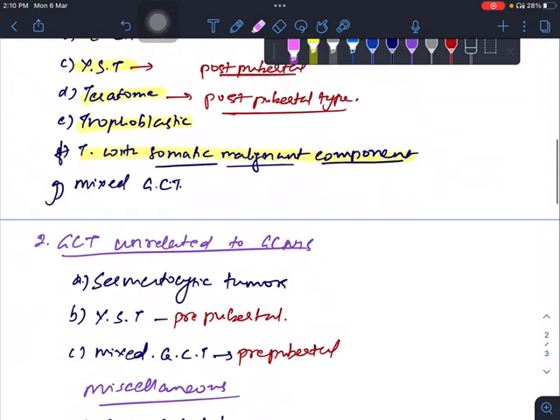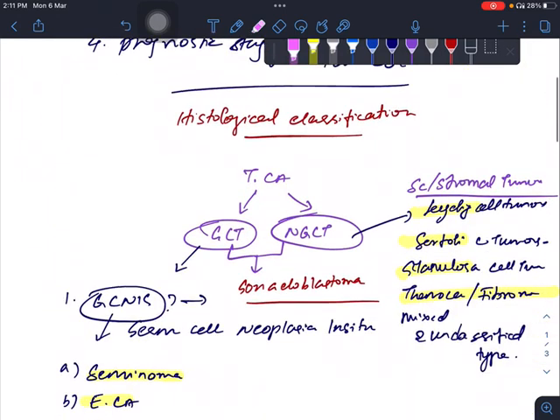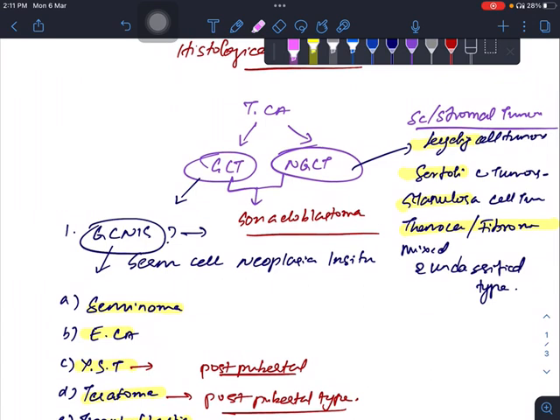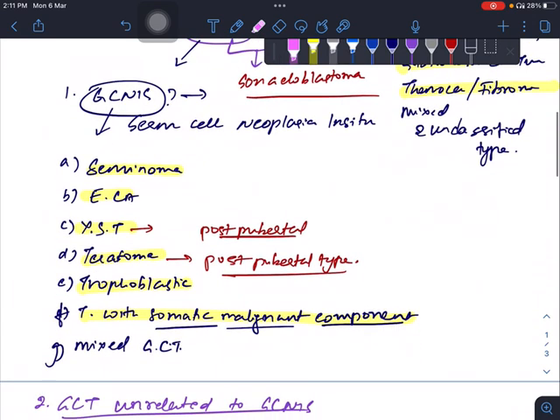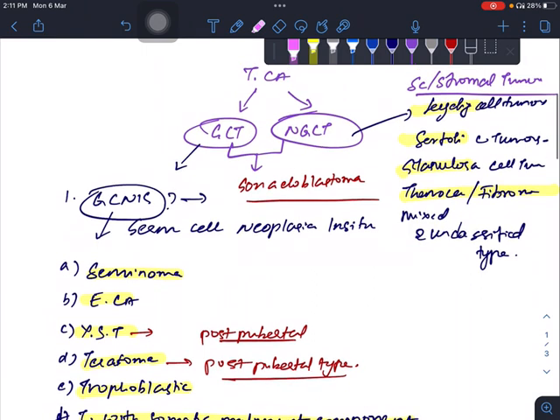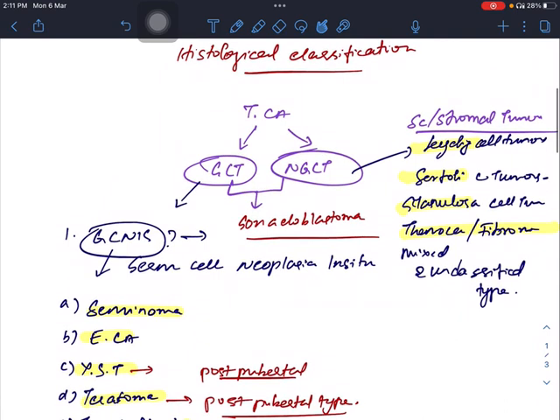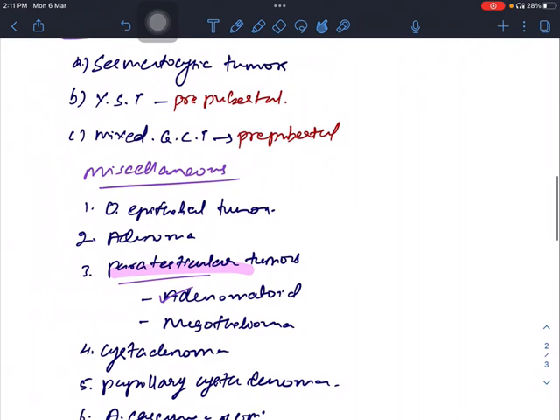So we have seen the histological classification of testicular tumors: germ cell tumors and non-germ cell tumors. We saw very clearly what the germ cell tumors are and what the non-germ cell tumors are. The tumor which contains both these elements is the gonadoblastoma. Then we can go to the TNM staging.